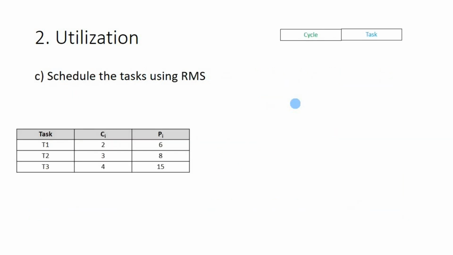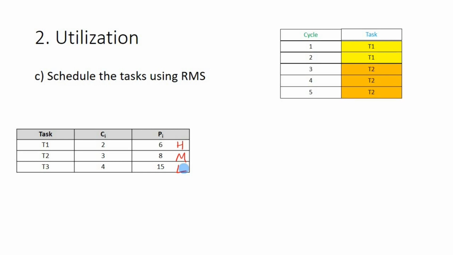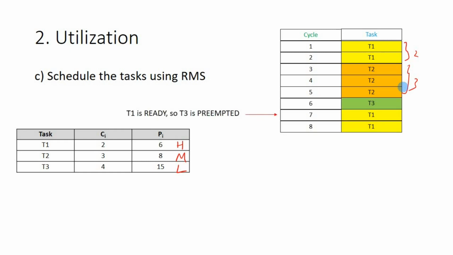So let's look at the tasks. You have 3 tasks, T1, T2 and T3, with different computation times and different periods. At the very first instance, let's go back and put the priorities. The shortest period, task 1, is the highest priority, this is the medium priority, and this is the low priority based on RMS. So task 1 will run first. After 2 units of time, it will allow task 2 to run. This will be 2 units of time, and this will be 3 units of time. After that, task 3 will run.